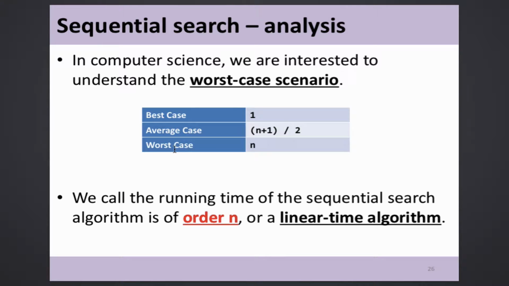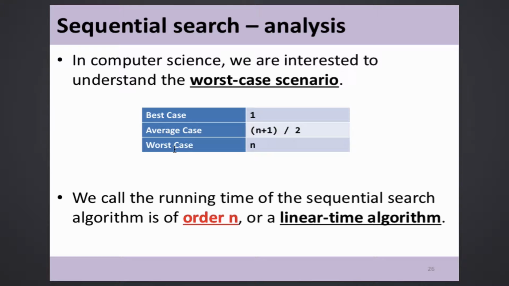So under this analysis, you will know that the best case is 1, and useless. How often do I have the best case? 1 over n. The average case is n, approximately half, and the worst case is you need to scan the entire array.